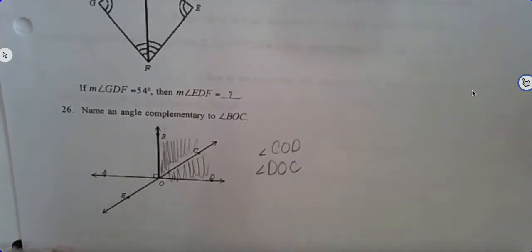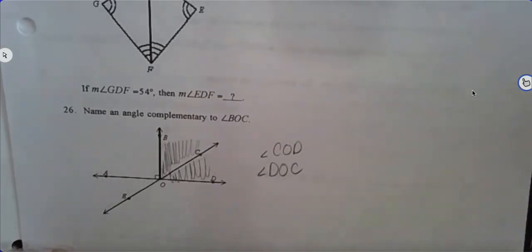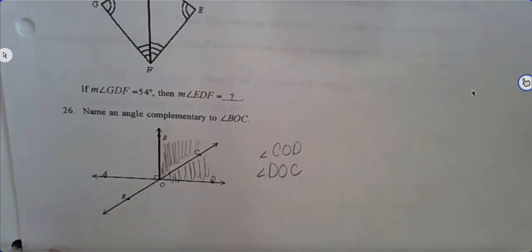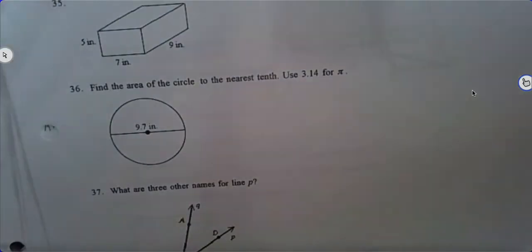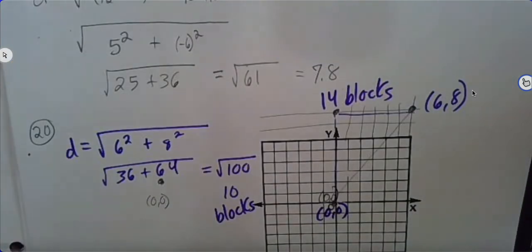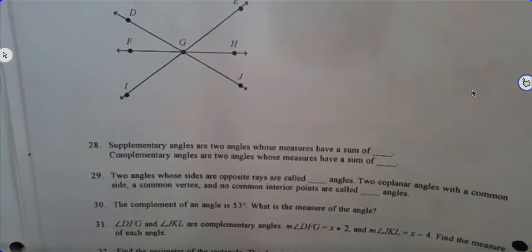Would AOB be one? No, AOB is a 90-degree angle all on its own, so you can't add it to something else and have it be 90. After this study guide, I should be able to do that whole packet. The packet's probably going to be a little bit harder because it has some circles and stuff on it. Yeah, we're getting there. Okay.